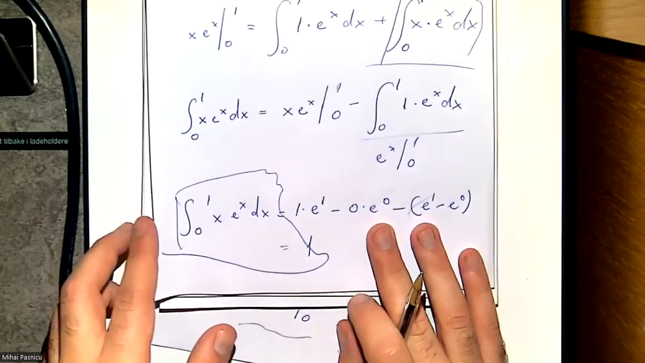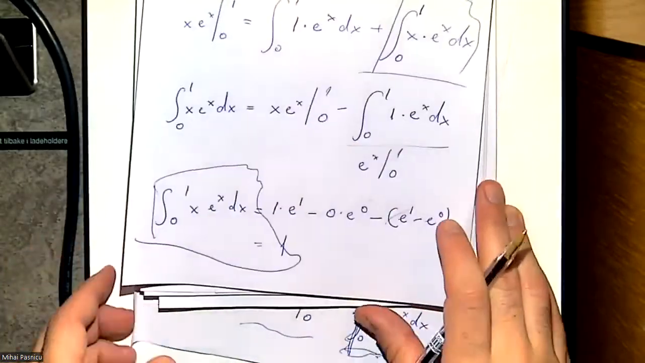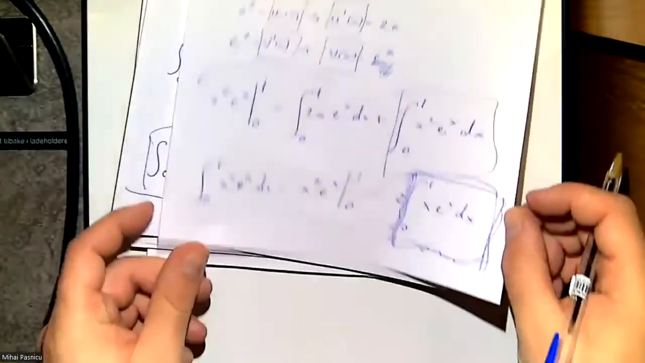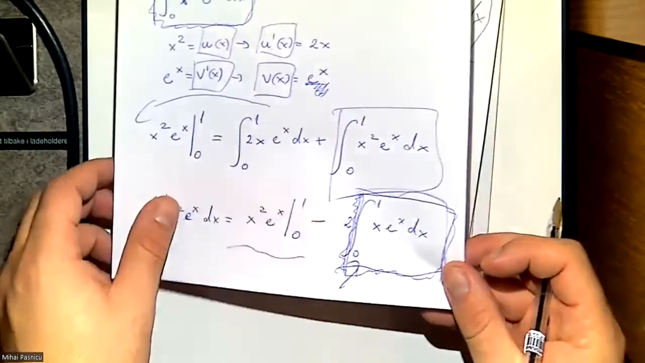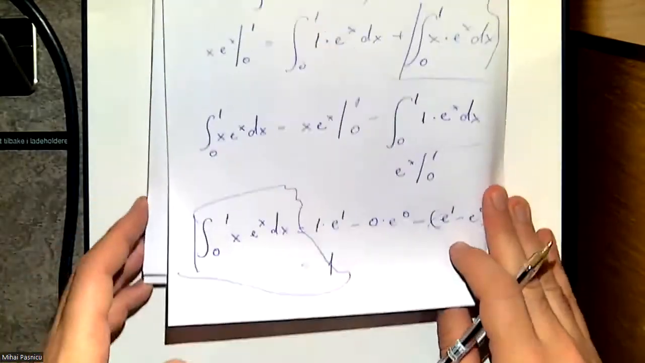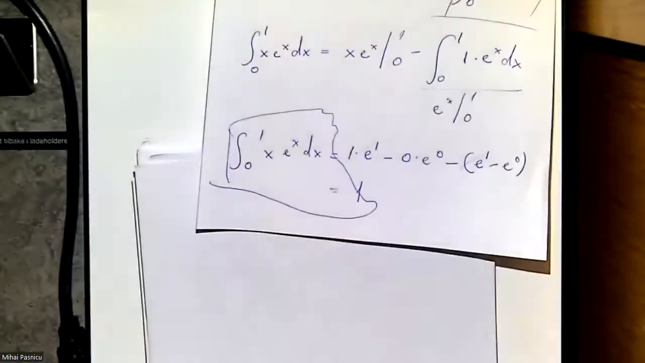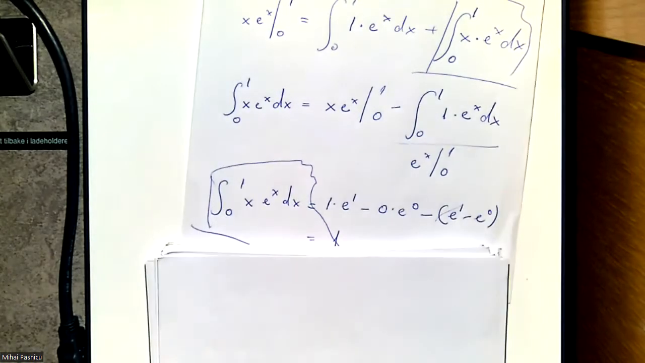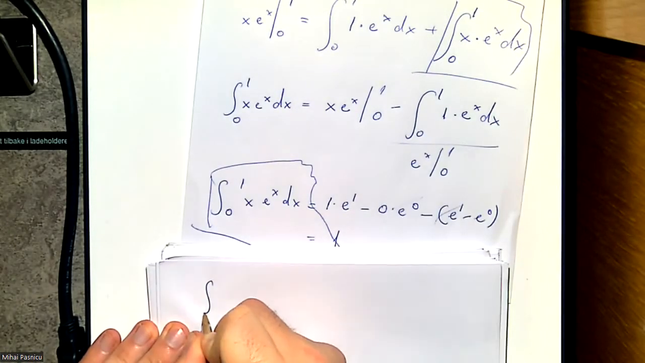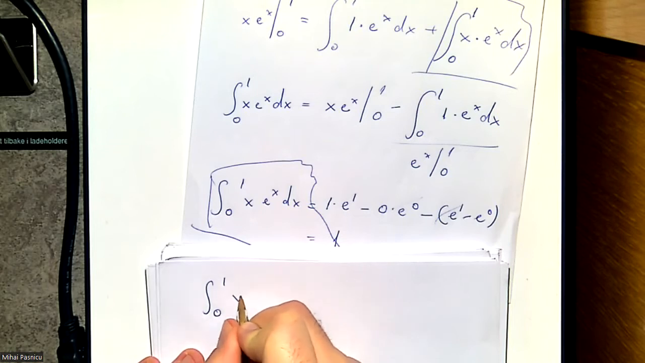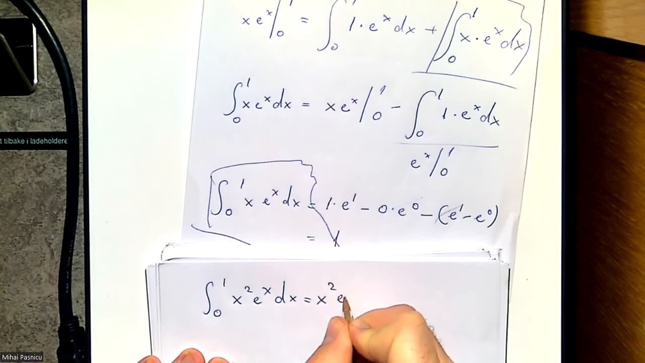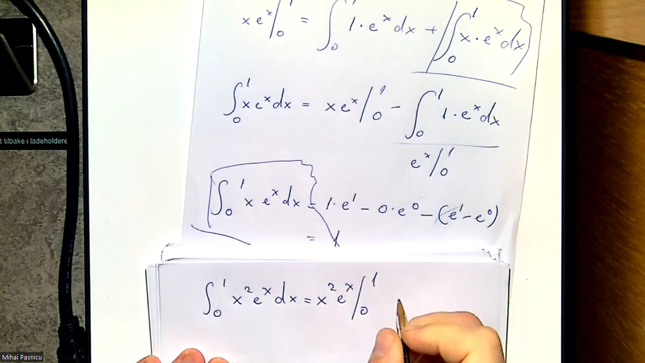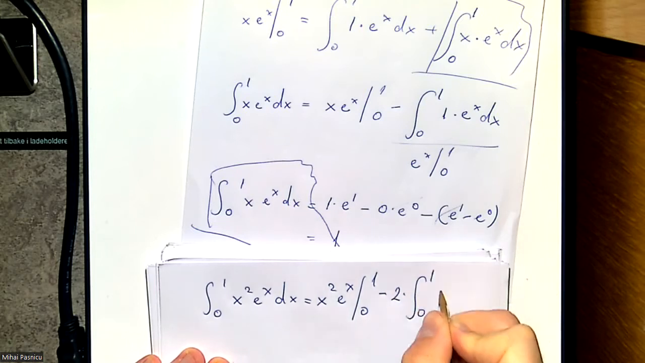And I can take this and plug it in here. Okay. So just plugging it in there, I recopy my function from the other page. The integral of x squared e to the x dx from 0 to 1 is equal to x squared e to the x from 0 to 1 minus 2 times this integral that I just computed, and I got 1.